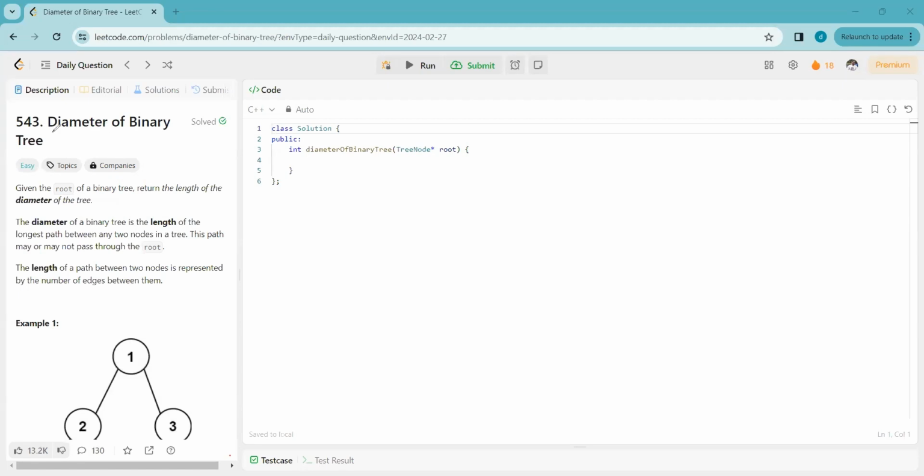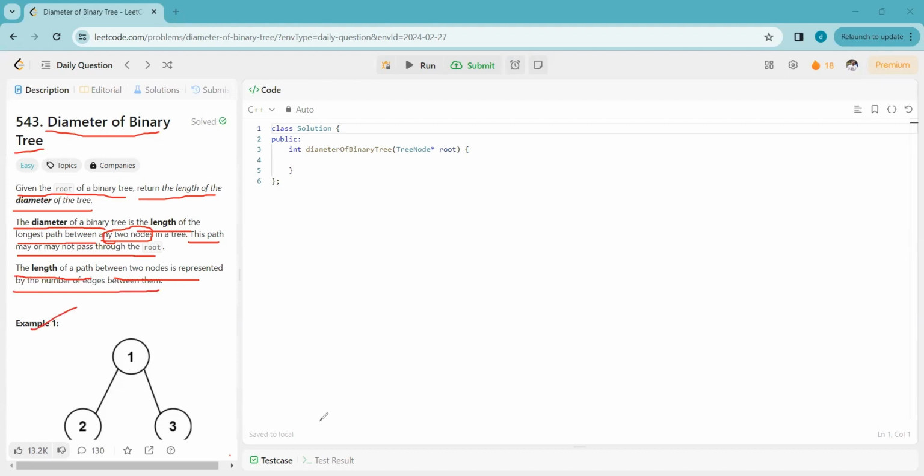Today's LeetCode DCC question is diameter of a binary tree. So what the question is saying: given the root of a binary tree, return the length of the diameter of the tree. The diameter of a binary tree is the length of the longest path between any two nodes in a tree. This path may or may not pass through the root. The length of a path between two nodes is represented by the number of edges between them.